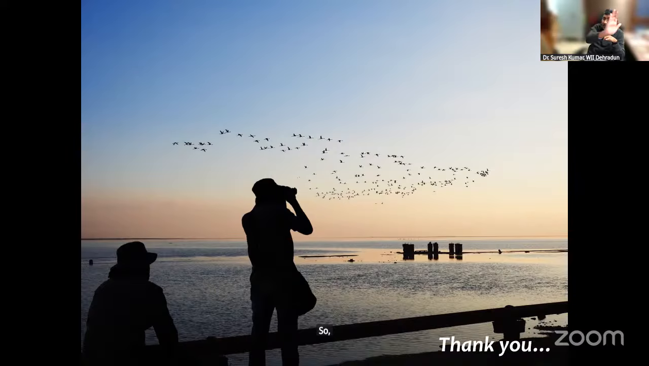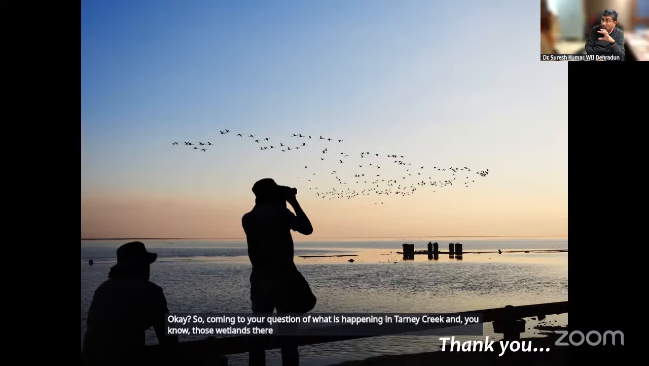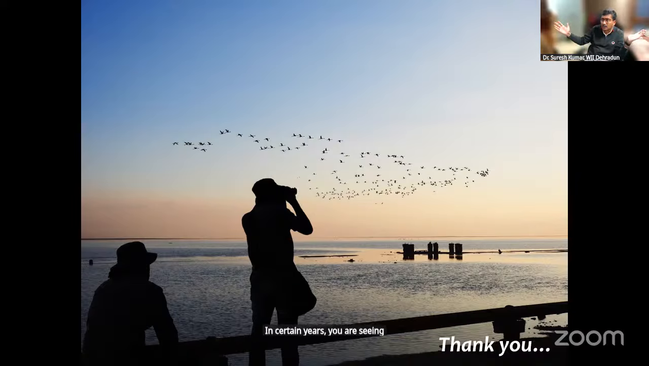So whether they go to their breeding areas and whether they will breed every year, because every year it will depend on what the conditions out there are. So coming to your question of what is happening in Thane Creek and those wetlands in and around Mumbai, it is again being influenced or shaped by how it is up there. In certain years, you are seeing huge numbers, and that's a response to what has happened there. So a lot of the population has moved further down, ideally looking for good foraging areas. So this is what I would say.